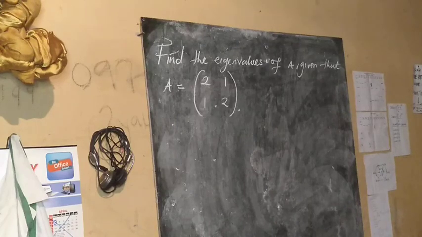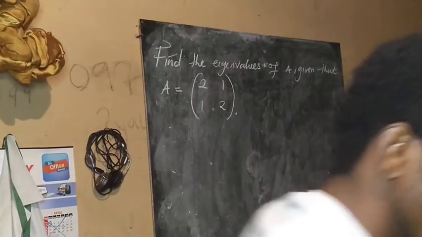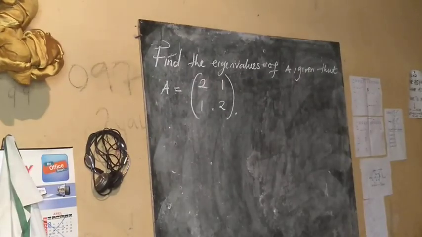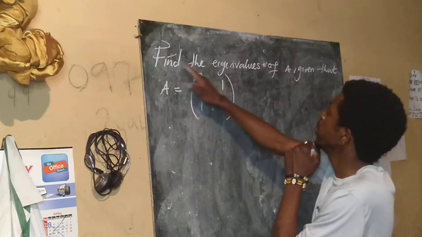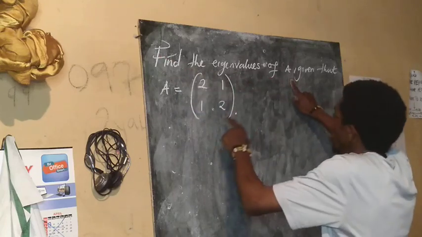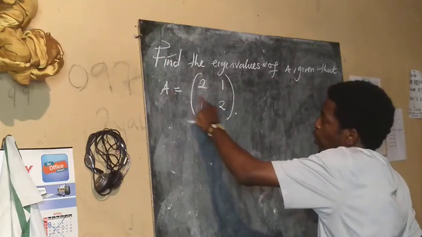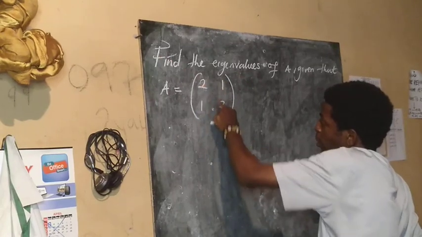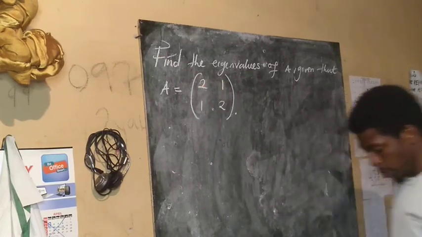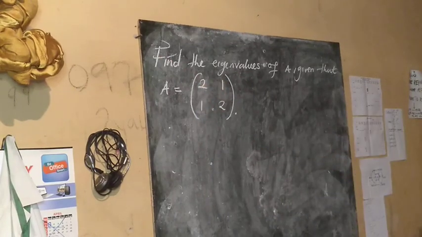So there is another question here. They are saying we should find the eigenvalues of A, given that A equals the matrix 2, 1, 1, 2. So to find the eigenvalue, we'll start with a formula.